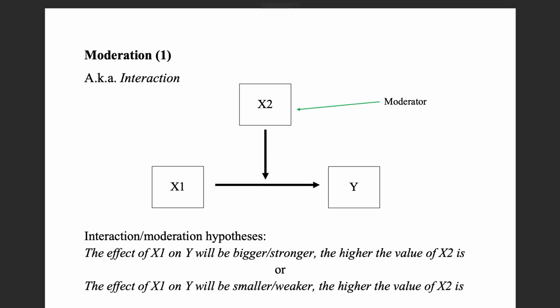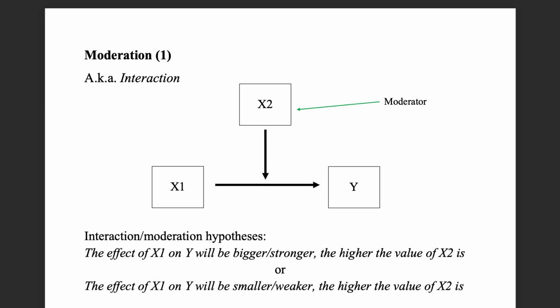It could of course also be a negative moderation or interaction hypothesis. If the theory tells you that this effect of X1 on Y is supposed to get weaker as the value on X2 increases, then the hypothesis will be something like: the effect of X1 on Y will be smaller or weaker the higher the value of X2 is.